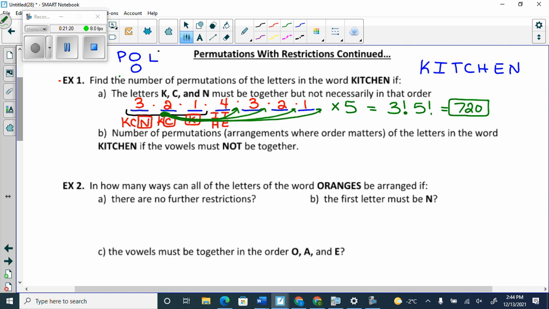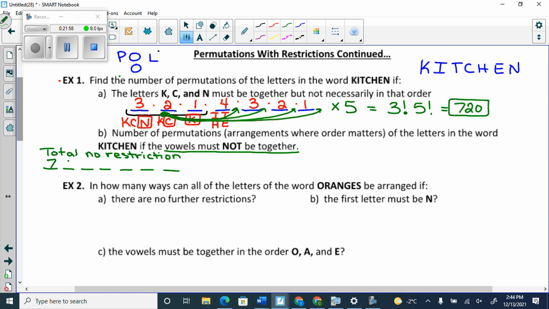This example says, the number of permutations or arrangements, or order matters, of the letters in the word kitchen if the vowels must not be together. So if I want all the cases where the vowels aren't together, what I can do is find the total, like you did of the school, right? I can find all the total, no restriction ways I can do kitchen. So how are the total no restriction ways I can do kitchen? How many letters would be for this blank?